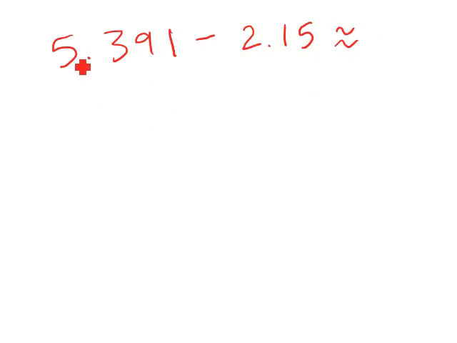And this is really important because I can catch my mistakes later if I do that. Front-end estimation tells me, if I look at this here, I've got a 5 and I've got a 2. This will give me an approximate answer if I just go 5 minus 2. And that approximate answer is 3. Squiggle equals approximately. Okay, so now I have to go about calculating. I want to know exactly how much it is.